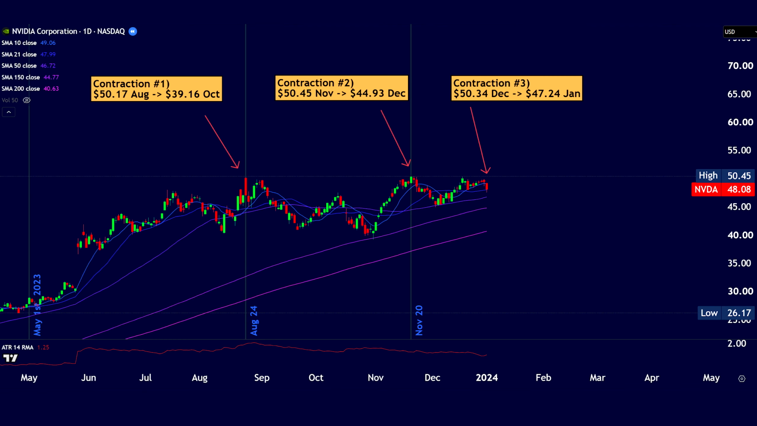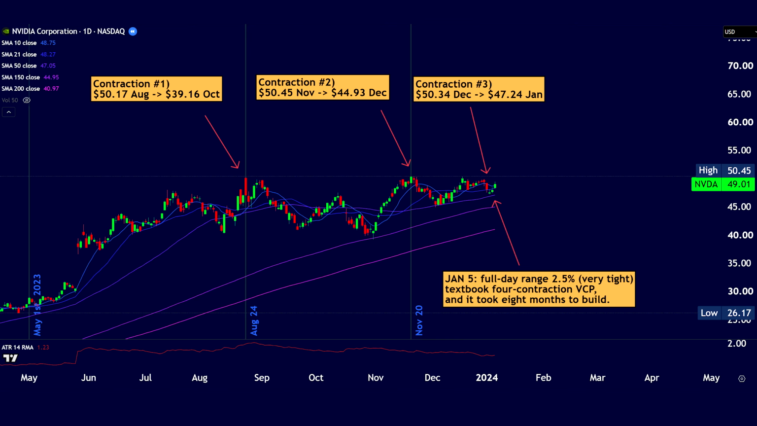So let's count what was actually forming while everyone else got bored. Contraction 1, 50.17 in August down to 39.16 on Halloween, 22%. Contraction 2, 50.45 in November down to 44.93. 11%, almost exactly half. Contraction 3, 50.34 in December down to 47.24 on January 3rd, just over 6. And then January 5th, the entire day trades inside a 2.5% range. 22, 11, 6, 2.5. That's a textbook 4 contraction VCP, and it took 8 months to build.